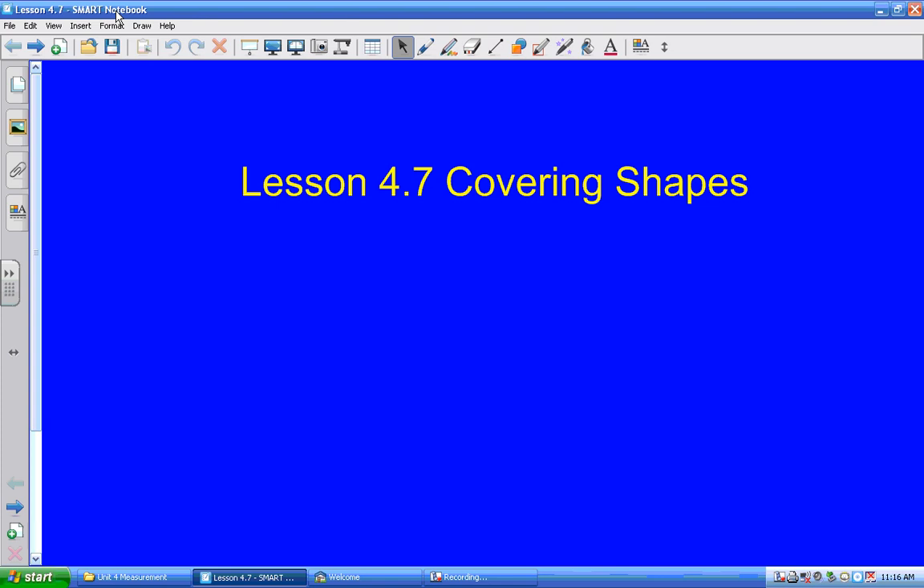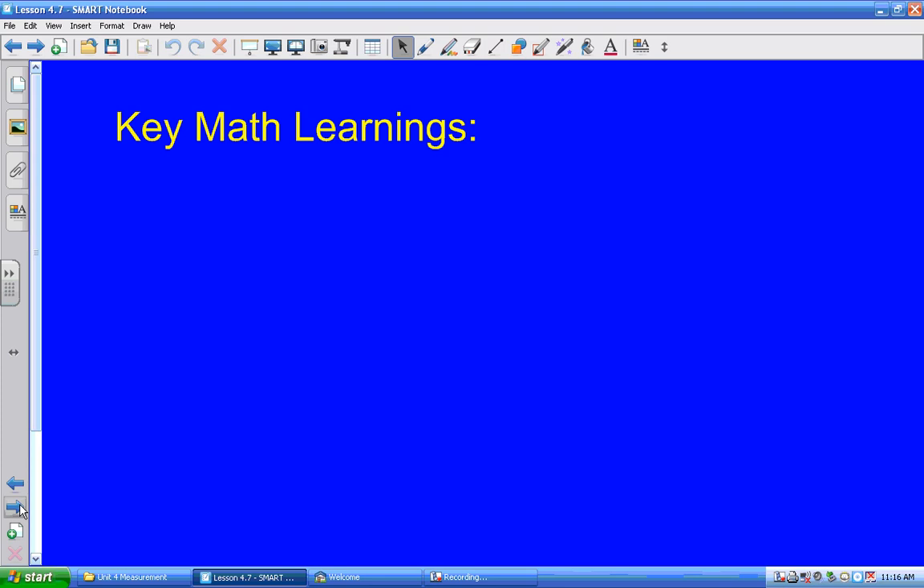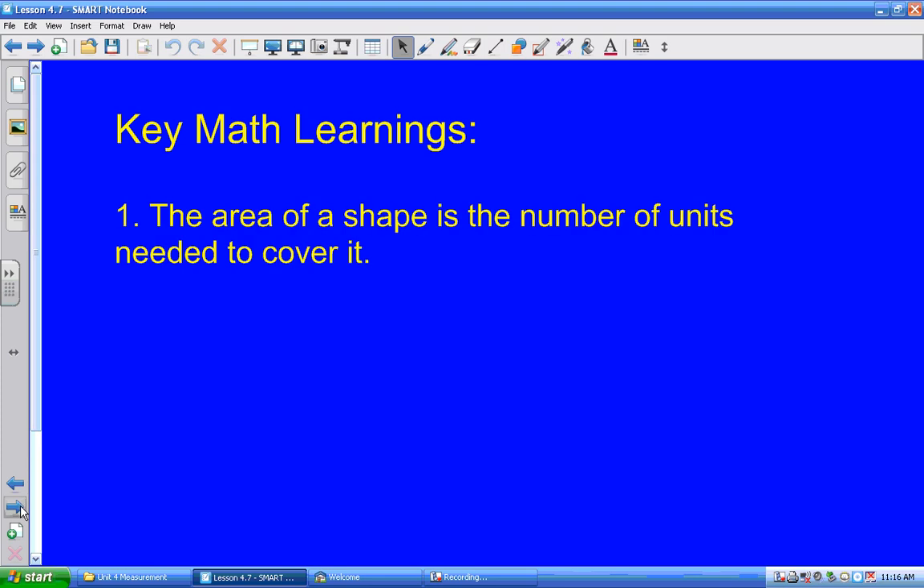So, for example, if I wanted to know what the area of a piece of paper is, I have to find out how much covers this here piece of paper. Now, that may be difficult for you to understand just yet, but we'll go forward and you will understand. So, before we can start, there are some key topic learnings you should know about.